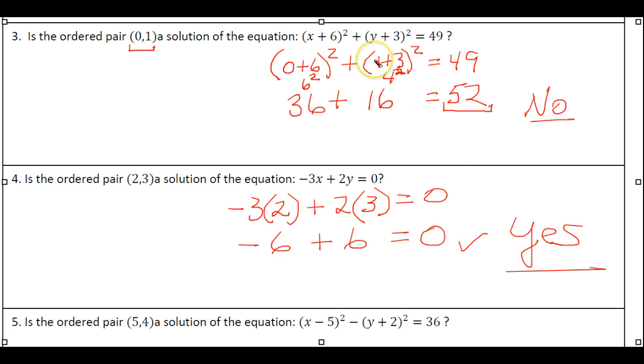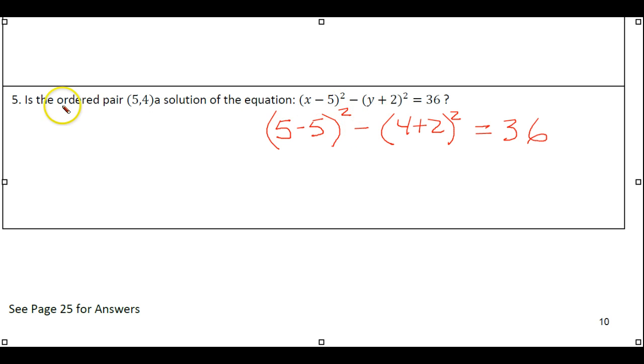Now again, you are going to receive a grade for this booklet, so we're looking for this type of work to support your answers. We don't just want a yes or no here, we want to see the substitution and the results. Now, substituting in item 5, the x is 5.